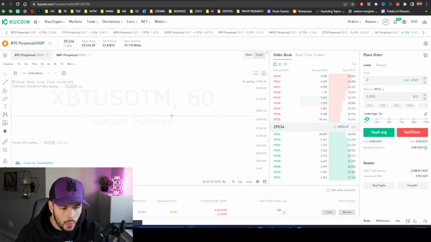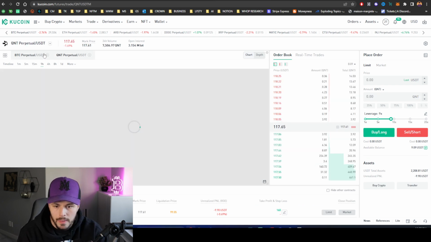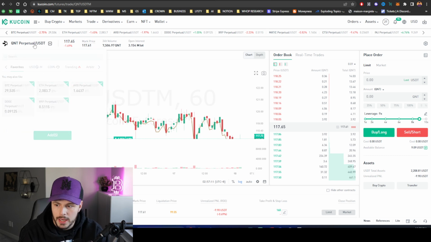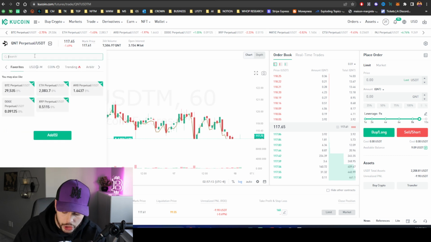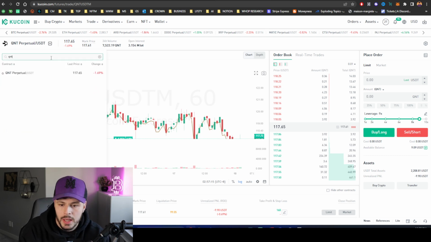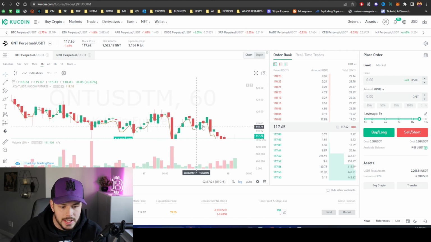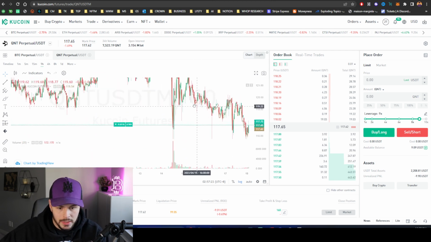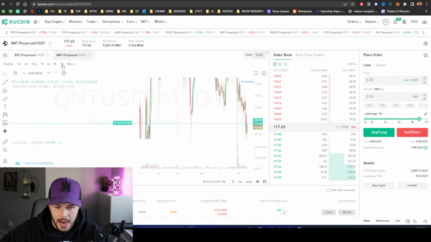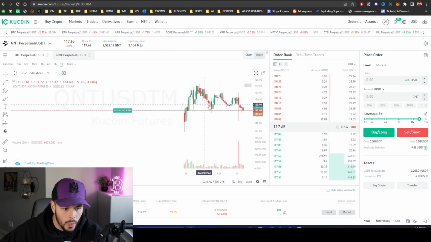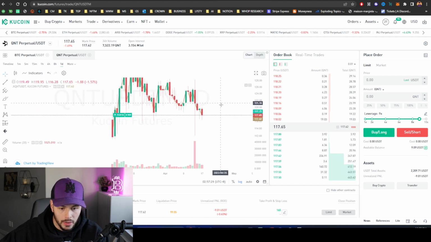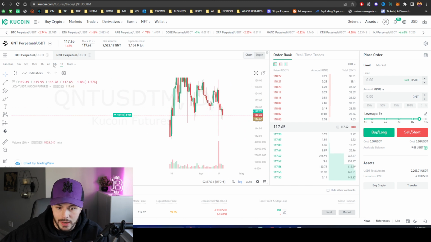It's going to bring you up to the Bitcoin chart, but you're going to want to click right up here in the top left and you can search your coin. Let's say we want to open a quant trade. You're going to search QNT and click quant perpetual /USDT. Now it's going to bring up the quant chart. This is the 8-hour, 1 day. Here's the 1 day chart on quant. Looking kind of interesting, actually, very interesting.